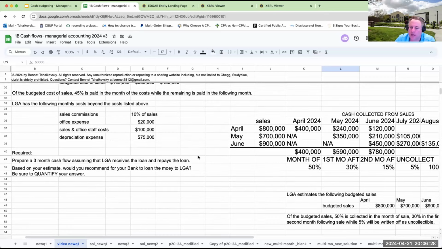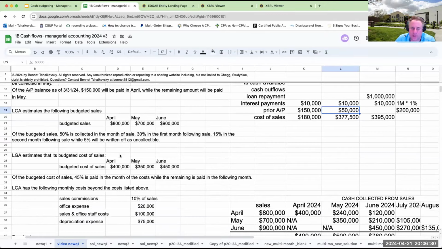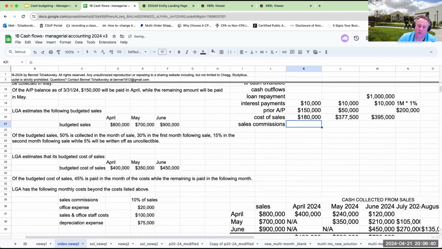Okay. Now we come down over here and let's take a look at the rest of the costs. Sales commissions, 10% of sales. Now, generally, when you're dealing with sales commissions, this is going to be 10% of budgeted sales. So this is going to be 800,000 times 0.1. This will be 700,000 times 0.1. This will be 900,000 times 0.1. You generally do not do this on cash collected unless I say otherwise. Also over here, we have office expense.